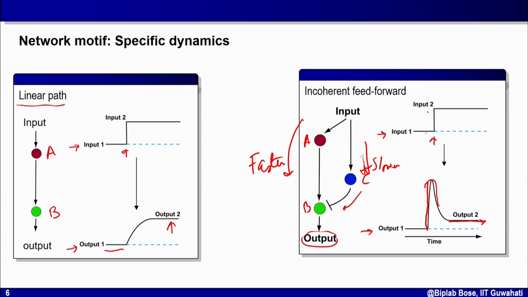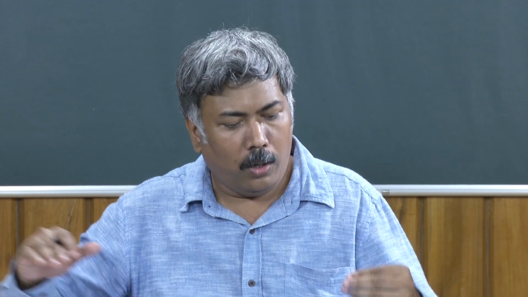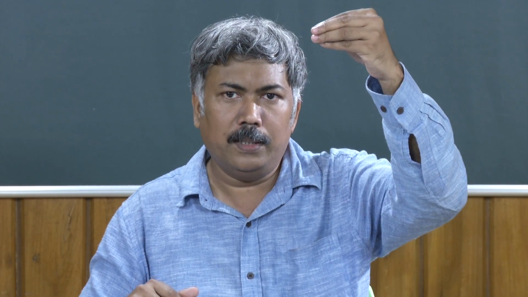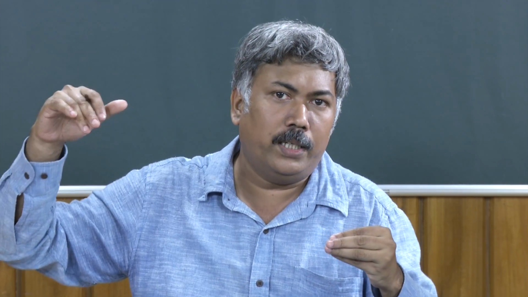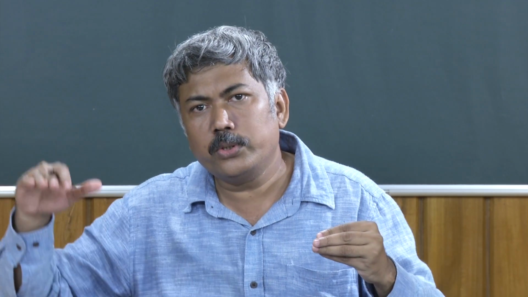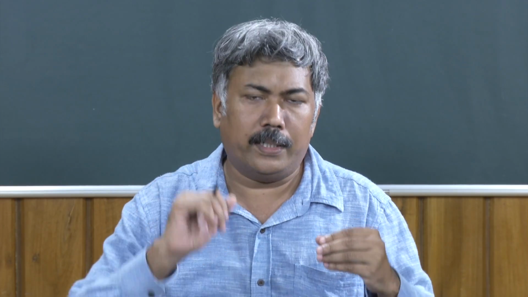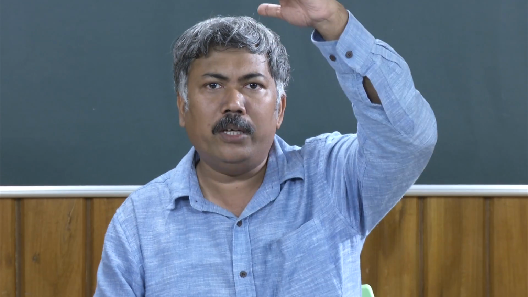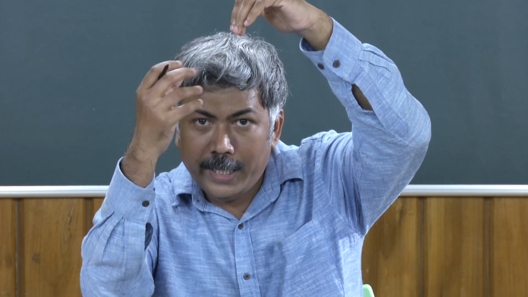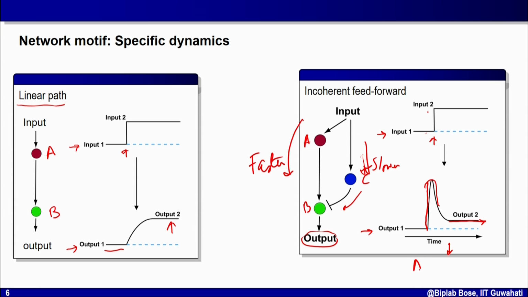So what is happening here? Actually, the system is adaptive. You have an input signal for which you have an output signal. All of a sudden, you have increased the input signal. If you have a linear path, then output will also increase. But you don't want it. You want the output to remain close to what it was earlier. So if you have an incoherent feed-forward, then initially there will be a spike of output, and then the negative path will drag it down and it will settle at a lower steady state value. So this is typically nothing but adaptation.